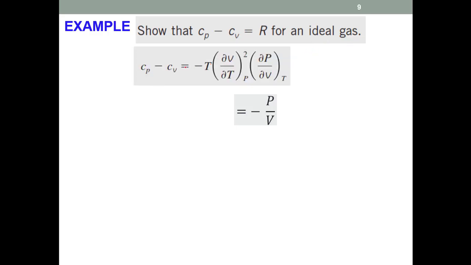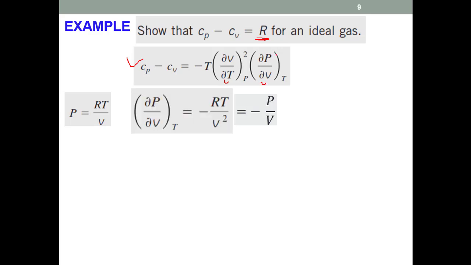Now, this is the general relationship for Cp minus Cv, which is applicable for the ideal gas as well as for the real gas. I can prove that if we apply this relationship, it should be equal to R for the ideal gas. We know the ideal gas equation is PV equal to RT, right? So from this equation we need to calculate the first term and the second term. Let's first calculate the second term, partial P by partial V at constant temperature. That means we take the derivative of pressure with respect to volume while keeping temperature constant.